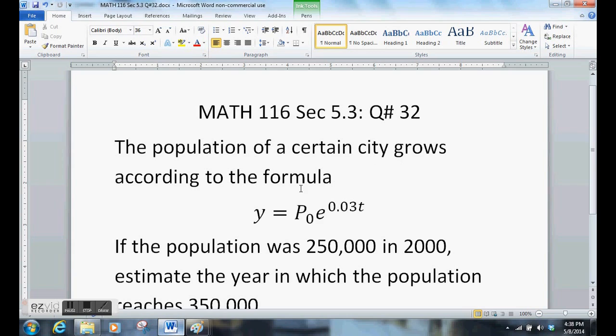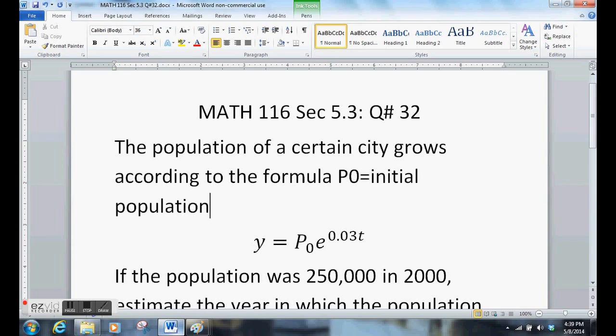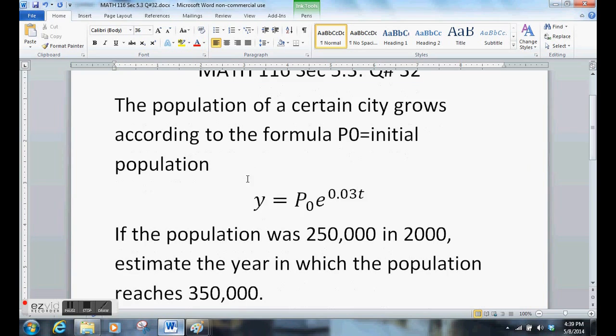Question number 32 says the population of a certain city grows according to the formula y equals P0 e to the 0.03t, where t is some year. In these, P0 almost always stands for the initial population, the population at time 0. So again, in this case, P0 equals the initial population. How would you know that? Well, I'm going over the problem. That's how you would know it, because you've seen a problem like this before, because we're doing it right now.